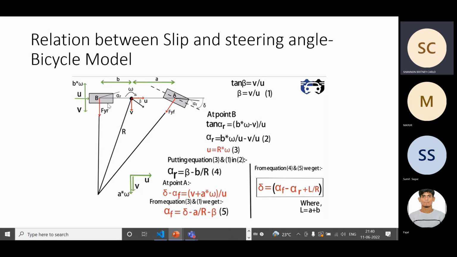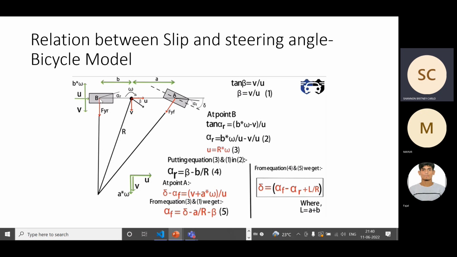Now we'll check at point B. Because of omega, there will be a component acting in this direction, which is b into omega, and here this vertical velocity acting here as well and the horizontal velocity here. So at point B, tan of alpha r is equal to, here opposite will be nothing but b omega minus v, divided by u. So this is at point B, and then at point A we have delta and here we have alpha f. So it will be delta minus alpha f, and then we have similar components here. So it will be a omega plus v divided by u. So this is for point A.